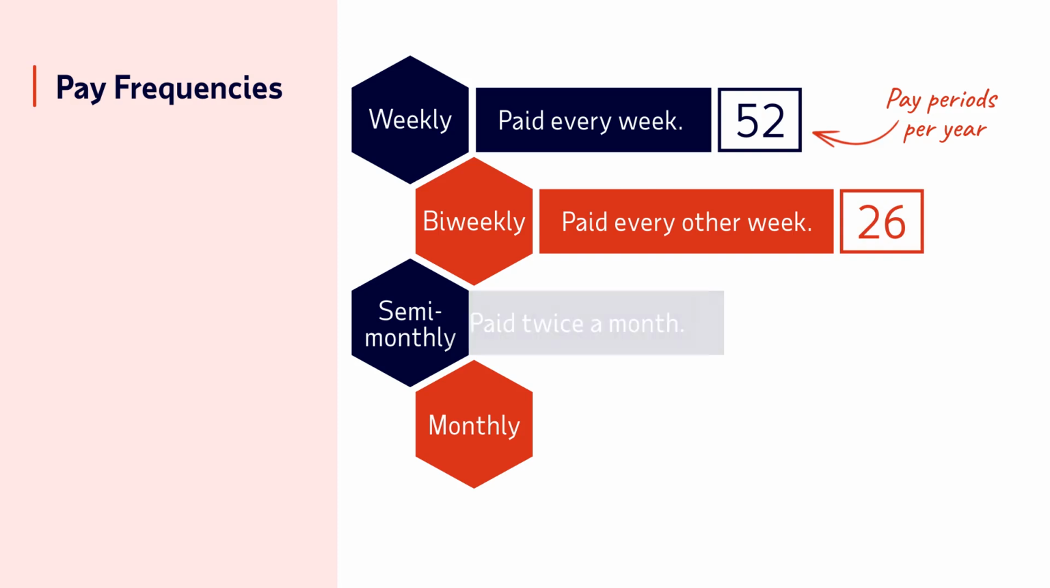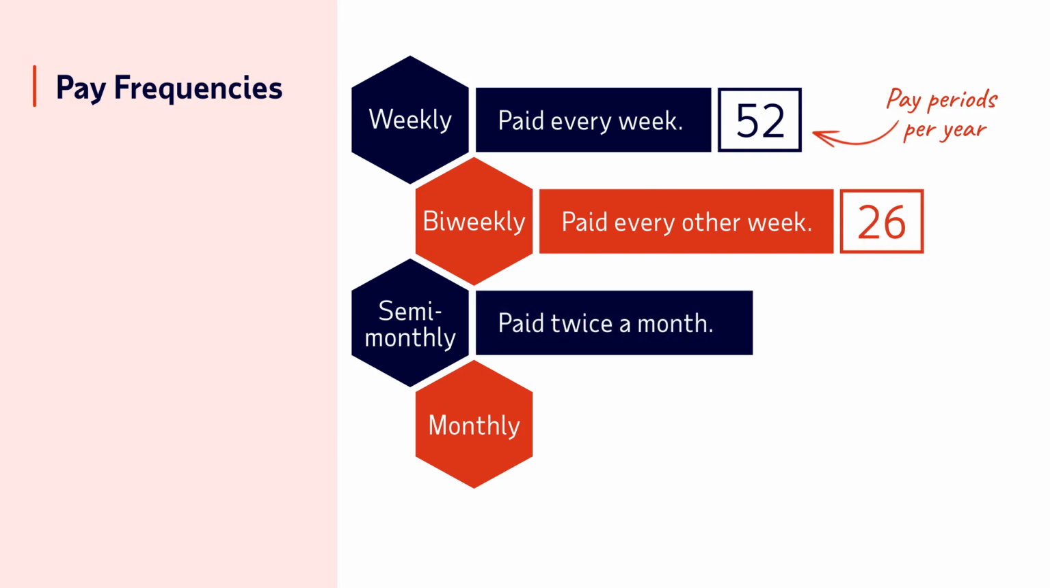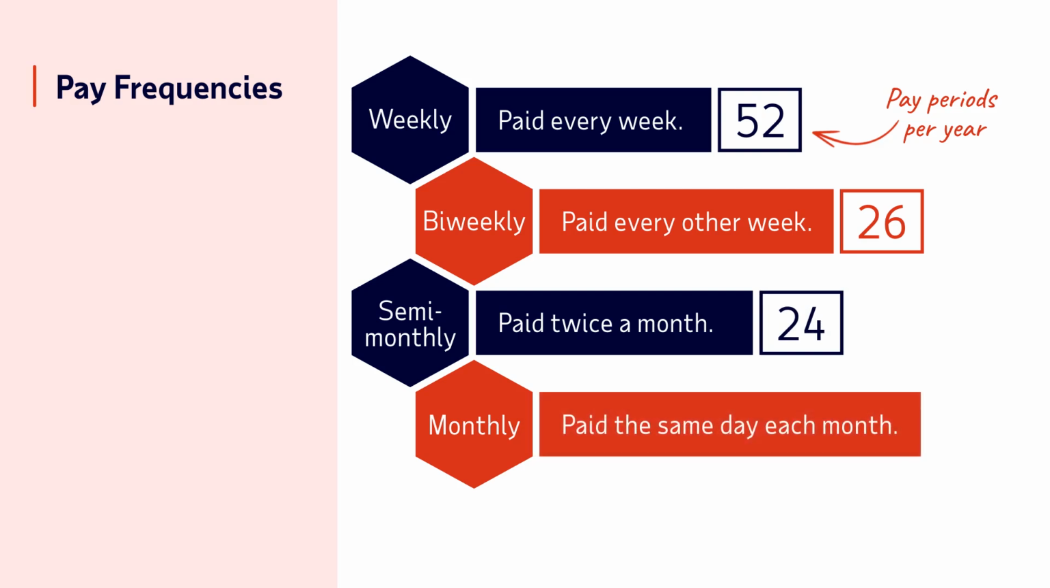Semi-monthly means that you're paid twice a month. For example, you get paid on the 1st and 15th of the month, or 15th and the last day of the month. There are 24 pay periods per year. With monthly, you're paid the same day each month. For example, you get paid on the 1st of every month. There are 12 pay periods per year.